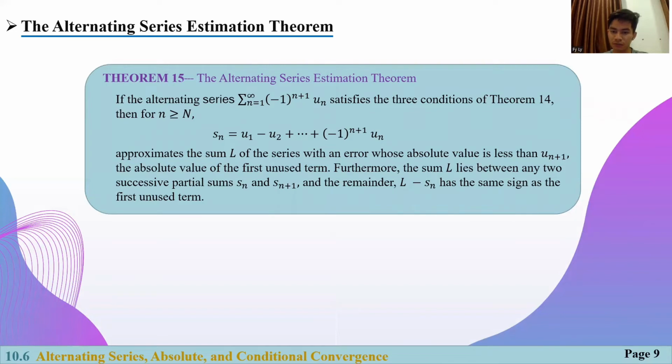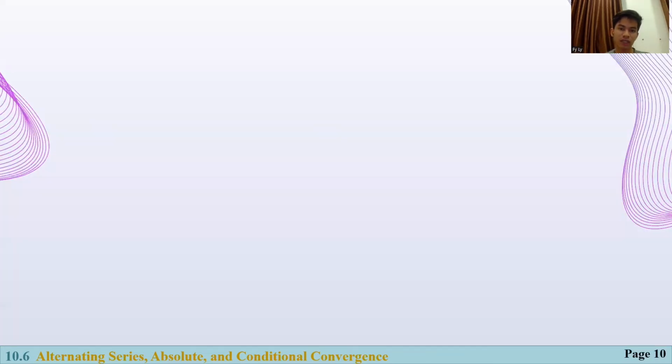Furthermore, the sum L lies between any two successive partial sums S sub n and S sub n plus 1, and the remainder L minus S sub n has the same sign as the first unused term. So this is the estimation theorem, and the purpose of this theorem is to estimate the sum of an alternating series to a desired amount of accuracy. So let's take a look at an example.